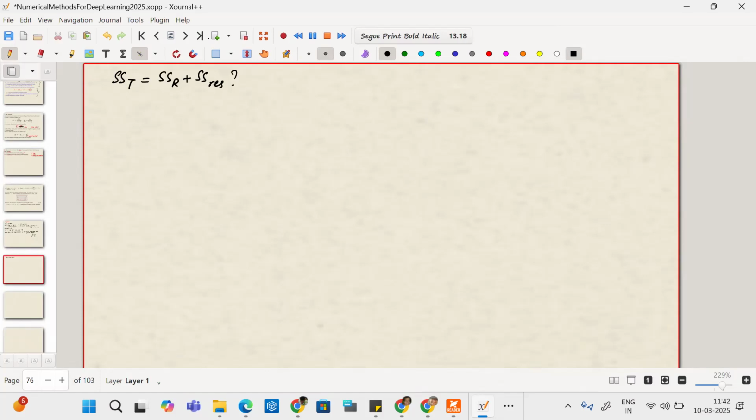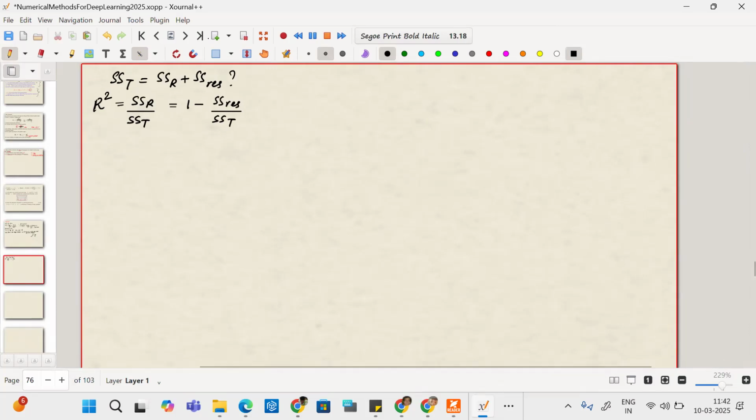This is the sum of squared residuals plus the sum of squares, that total error you're trying to find. Because this is important. If you're learning regression, this is important because then you will come across something known as R2. R2 is nothing but SSR by SST, or you can write it as 1 minus SS residual by SST.